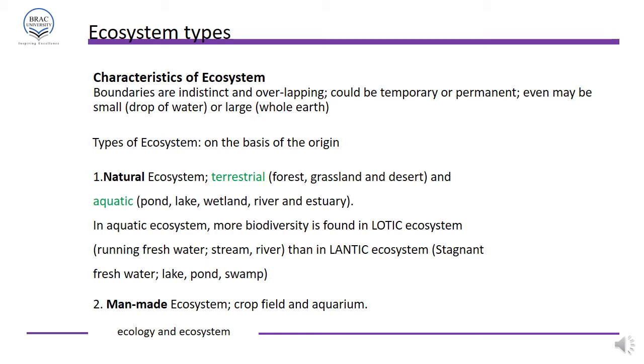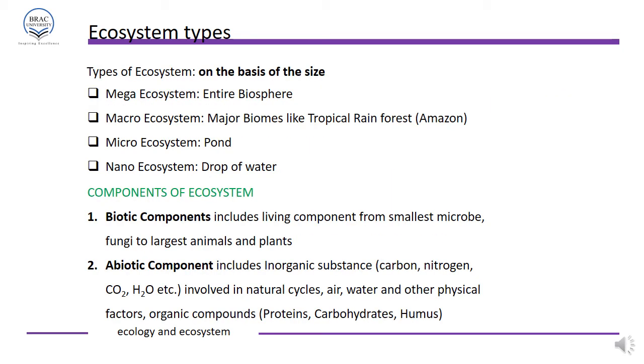For example, aquatic ecosystems based on running water are lotic ecosystems. That means fresh water is running; a stream and a river are part of the lotic ecosystem. And a lentic ecosystem has stagnant water, for example pond, swamp, ditch. This sort of ecosystem, based on a stagnant water system, we call a lentic ecosystem.